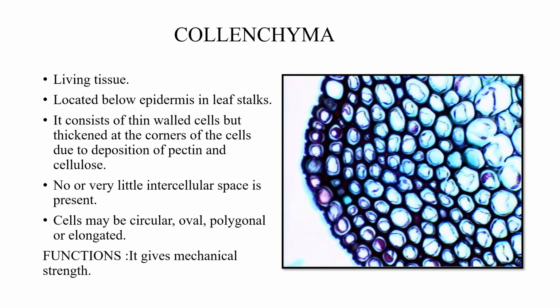Collenchyma. It is a living tissue located below the epidermis in leaf stalks. It consists of thin-walled cells but thickened at the corners. Only the corners are thickened due to the deposition of pectin and cellulose. Very little intercellular space, sometimes no intercellular space is found. Cells may be circular or oval or polygonal or elongated. It gives mainly mechanical support.